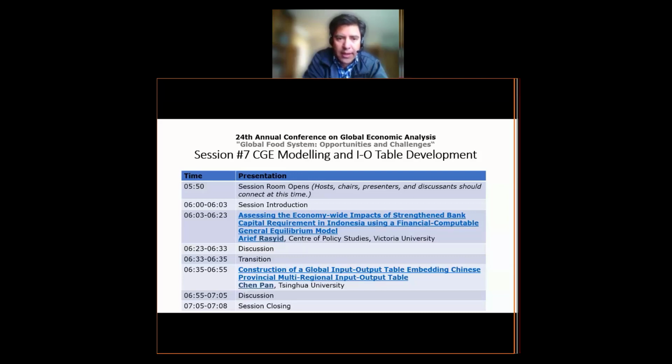So, a very applied work using a model, an extension of the CGE in general. He will have 20 minutes to present, followed by 10 minutes of discussion. We'll have some time to transition, and then we will be followed by the construction of a global input-output table embedding the Chinese provincial multi-region input-output table based on the GTAP database.